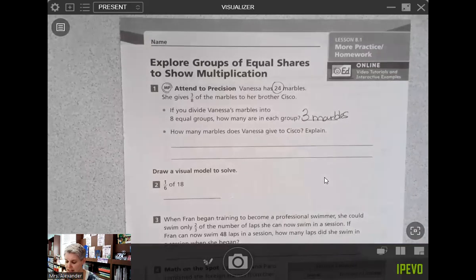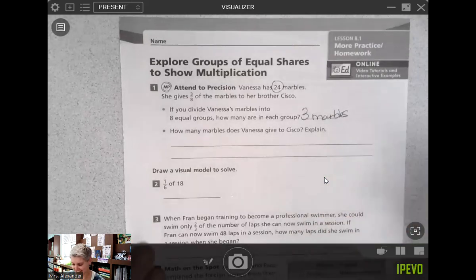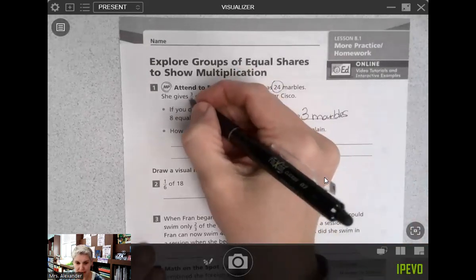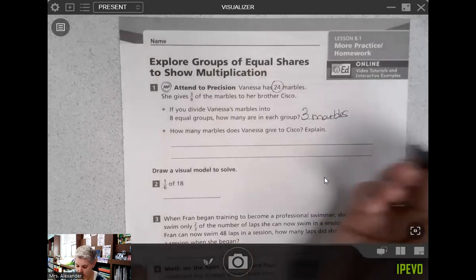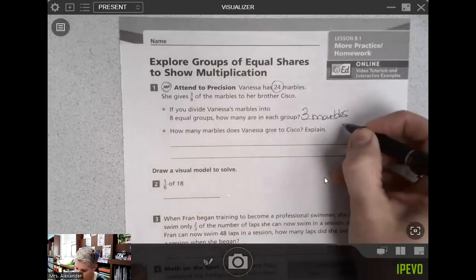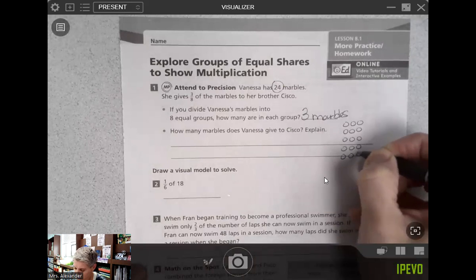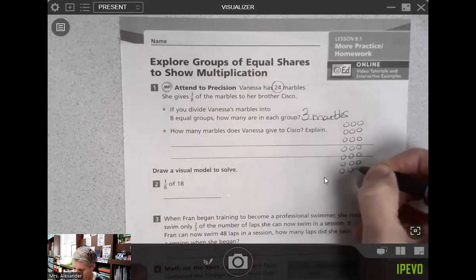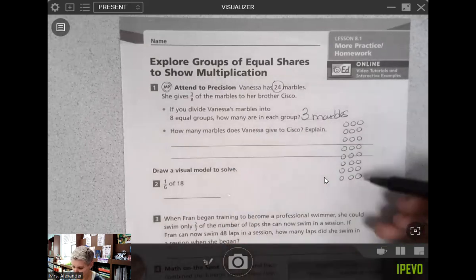How many marbles does Vanessa give to Cisco? It says to explain, so we talked in class today. We're going to use that denominator of 8 to tell us how many groups we want. If we know that we want 8 groups of 3, I'm going to draw it out over here. 1, 2, 3, 4, 5, 6, 7, 8, 9, 10, 11, 12, 13, 14, 15, 16, 17, 18, 19, 20, 21, 22, 23, 24. So there are the 8 equal groups of 3 marbles.